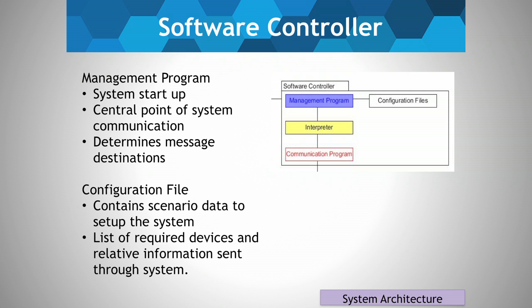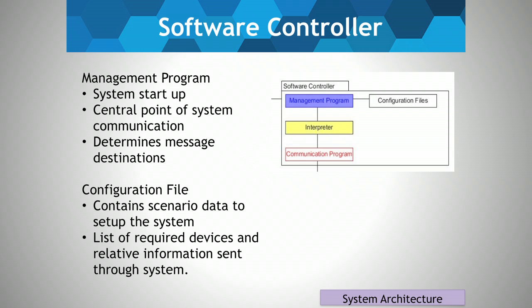The software controller is one of the more notable parts of the system, in which every time it receives a message, it will consult the configuration file and reroute it out to its proper destination. It acts as the main hub, it determines the destinations, and it also starts up the entire system and is capable of shutting it down if need be.